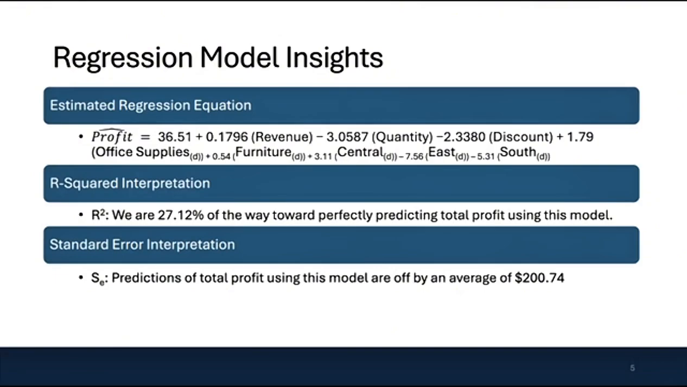Our R-squared interpretation is that we are 27.12% of the way toward perfectly predicting total profit using this model. Our standard error interpretation is that predictions of total profit using this model are off by an average of $200.74.